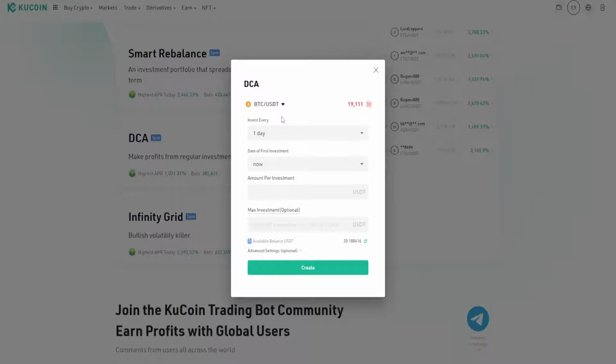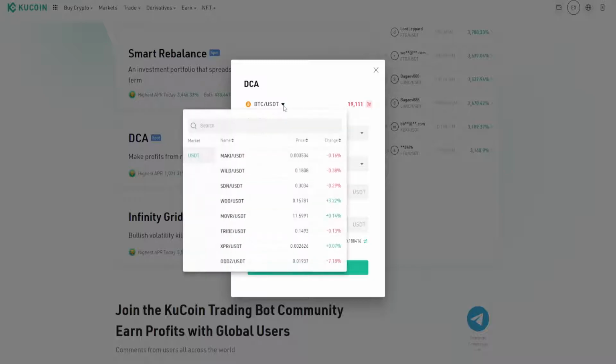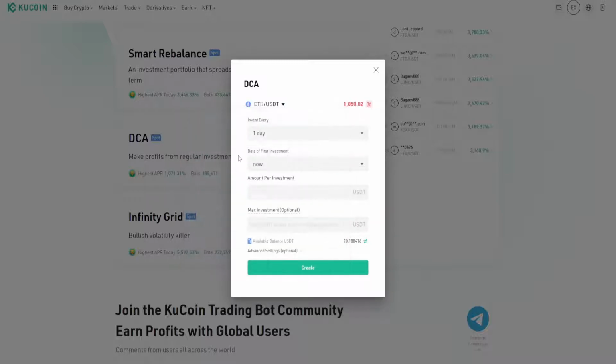Let's start with something different. We'll use 3 different coins, and the reason why I'll be using these 3 different coins is because all of them have a burn mechanism. We'll first start with Ethereum USDT. Investment every day, date of first investment right now, and the amount per investment we're going to put in as $1.